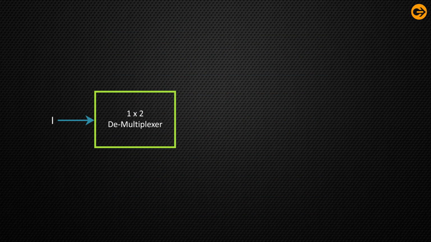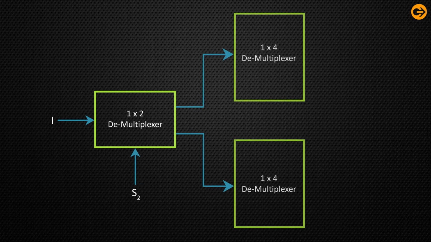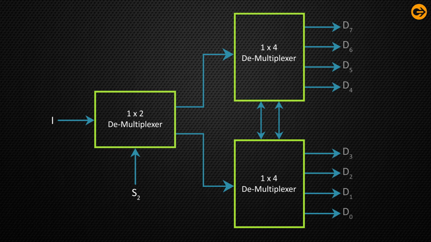At first, we take 1 to 2 demultiplexer having one select line S2. Then it generates 2 outputs that are applied as input to both 1 to 4 demultiplexers individually to get 8 outputs. There are also 2 select lines S0 and S1 that are connected to both 1 to 4 demultiplexers.